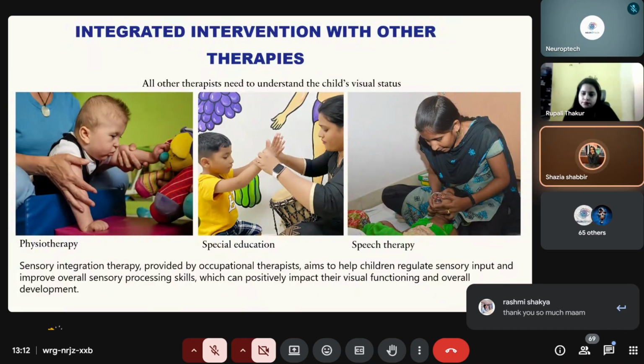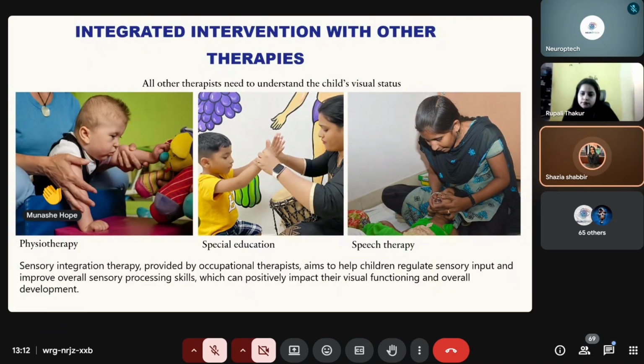We have a next question, which is going to clear up a lot of doubts for the majority of the attendees. The question is, if the parent is not aware that the child has a CVI problem and is unable to give a proper history, then how can we proceed with a detailed clinical evaluation?